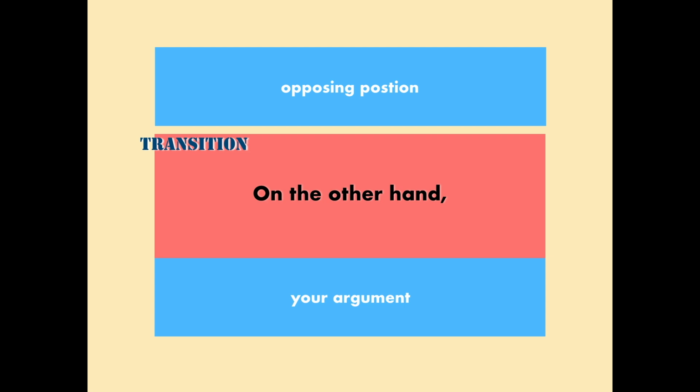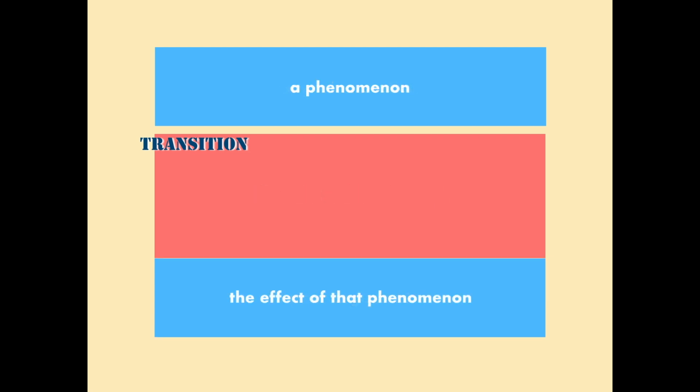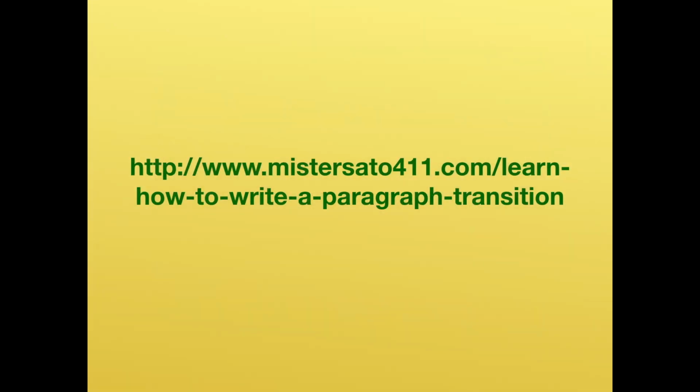Or if you're about to show the effect of whatever you wrote about in the previous paragraph, you could write something like consequently, or the result of this is. You get the idea. You're telling the reader how what you're about to tell them relates to what you just told them. If you want more help with your transition, watch my other video on that topic. It's about transitions and nothing else.